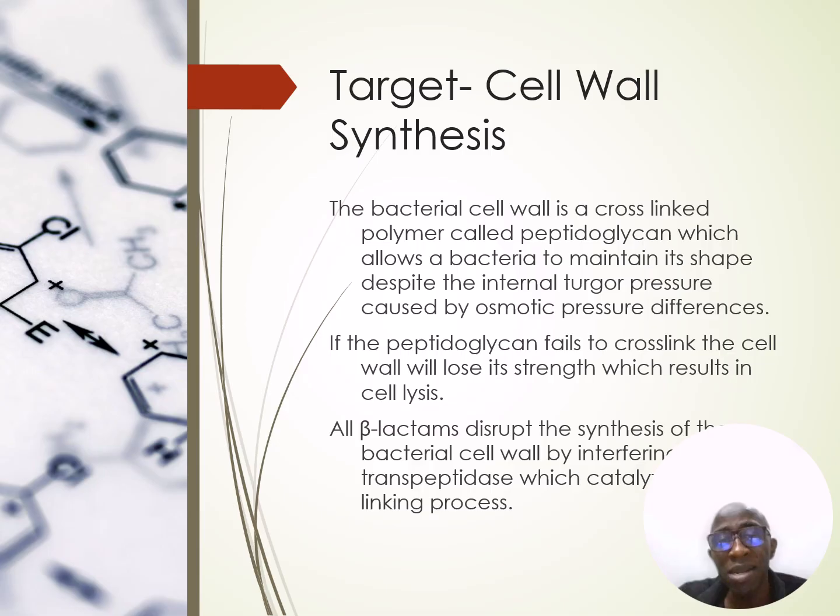This is what creates the cell wall, and if this is inhibited or disrupted, the synthesis of peptidoglycan does not happen, and the turgor pressure caused by osmotic pressure differences between the inside and outside of the cell leads to cell lysis. So the cross-linking is actually catalyzed by a transpeptidase enzyme called the penicillin binding protein.